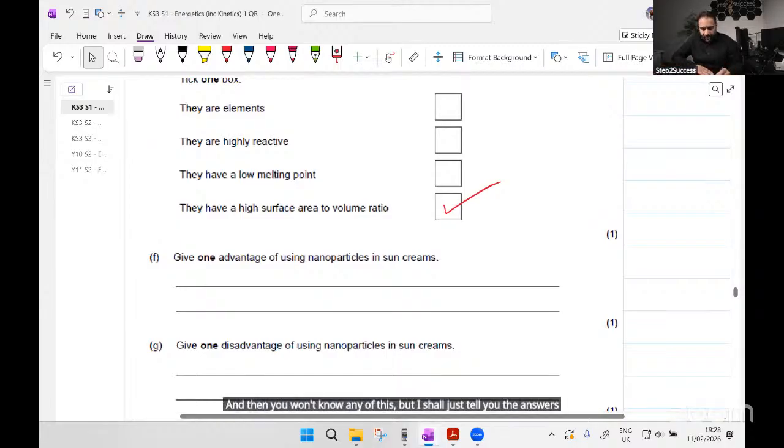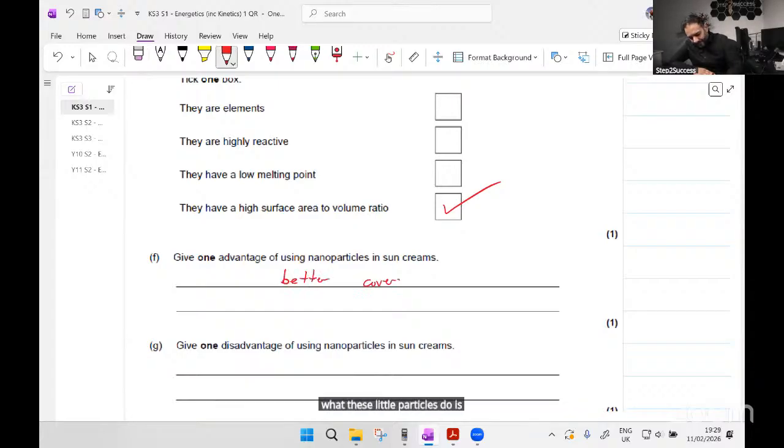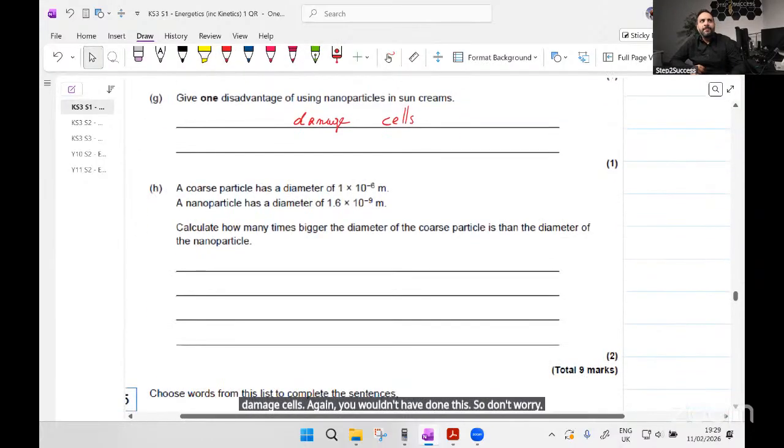We use the nanoparticles in sun cream. What do you want a sun cream to do? You want to cover your skin better, right? And so what these little particles do is they give you better coverage. The disadvantage of using nanoparticles is that they can damage cells. Again, you wouldn't have done this, so don't worry. Right. Oof, okay.